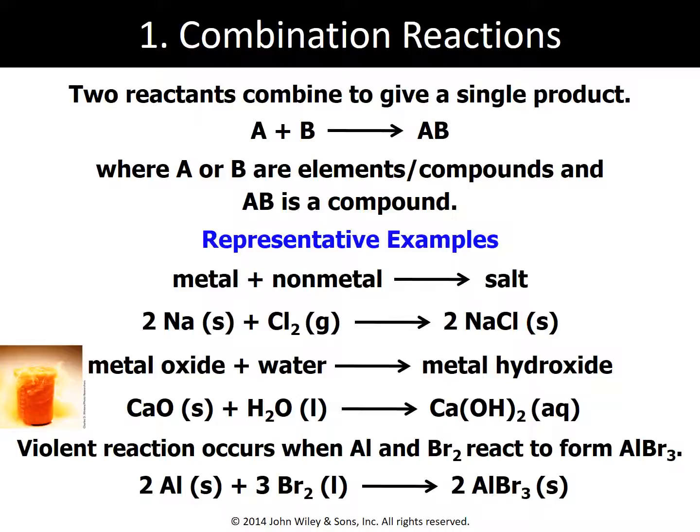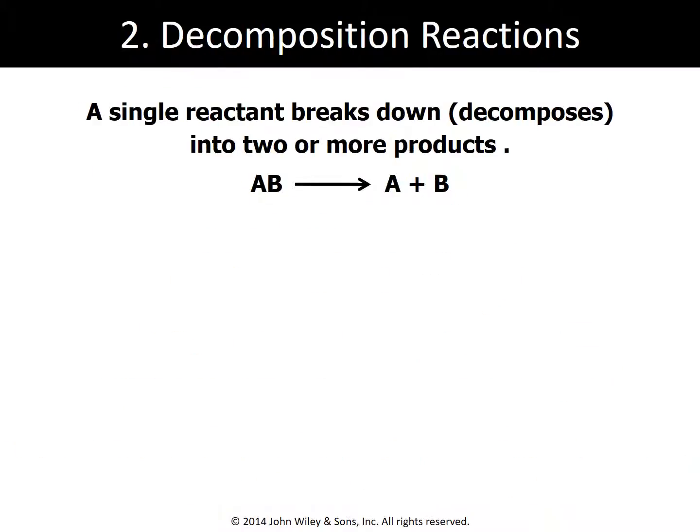And so again, you don't need to memorize any of these specific equations. You just need to have a general idea of what a combination reaction looks like. And in this case, we know that it needs to be two elements or compounds creating one compound. Our decomposition is the exact opposite of a combination. Here we're seeing an AB, or a compound, break down into two or more products.